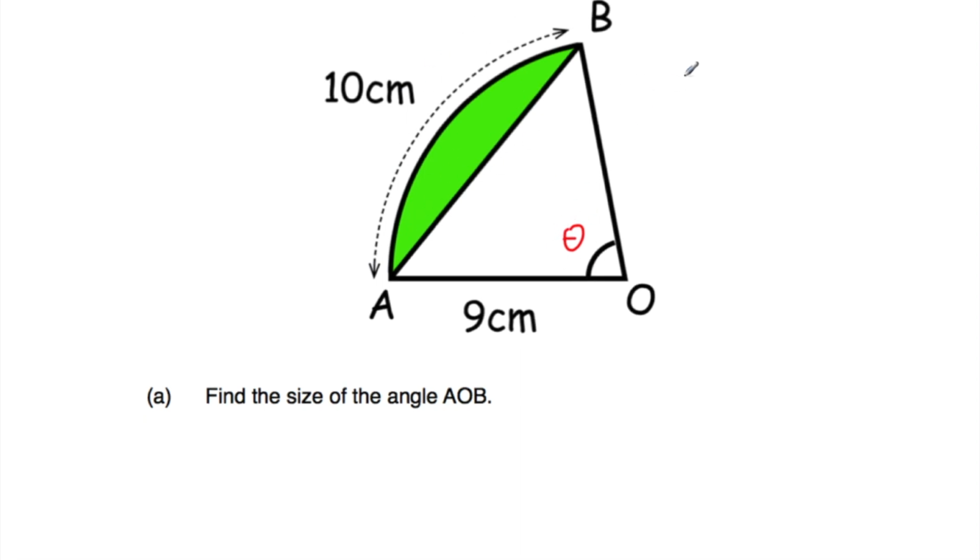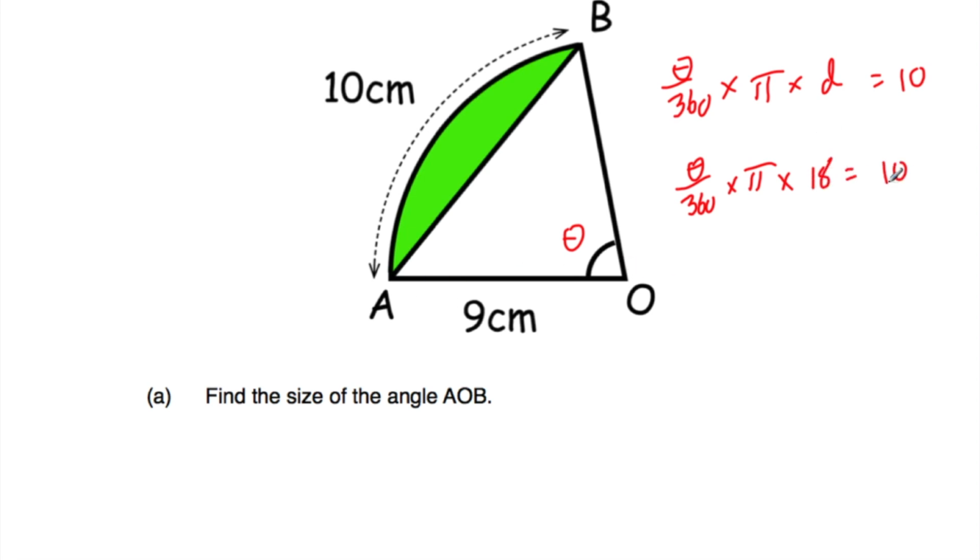So to find the arc, we would normally do beta over 360 multiplied by pi multiplied by the diameter. Remember, it's the fraction of the circumference, so pi times diameter, and that would give us the arc length. Now in this case, we know that's equal to 10. We don't know beta, so we've got beta over 360 multiplied by pi multiplied by the diameter. The diameter of the whole circle, if the radius is 9, would be equal to 18, and that's equal to 10. And now we can solve this to find the size of beta.